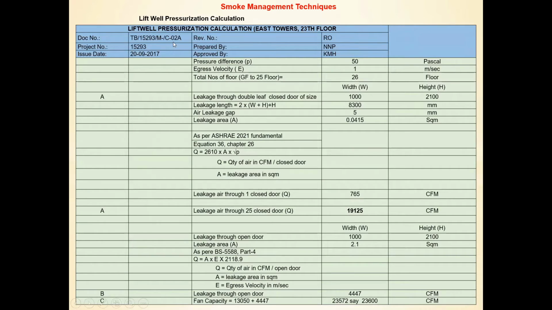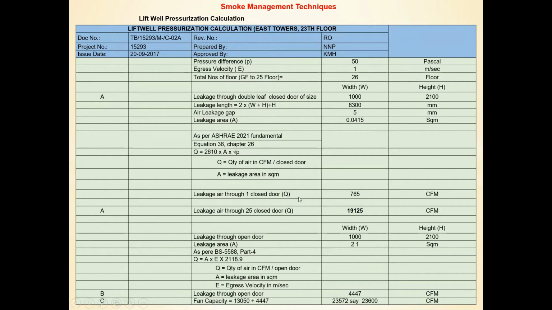So this is an example for lift well pressurization calculation. Again, lift wells are to be pressurized at a differential of 50 Pascal. Egress velocity is 1. Total number of floors are 26. So here the door size assumed is 1000 by 2100, only with the difference that it is a double lift door. So for the leakage gap, it will have the perimeter plus 1 central height, that is a total of 8300 mm perimeter. Considering an air leakage gap of 5, the total leakage area becomes 0.0415.